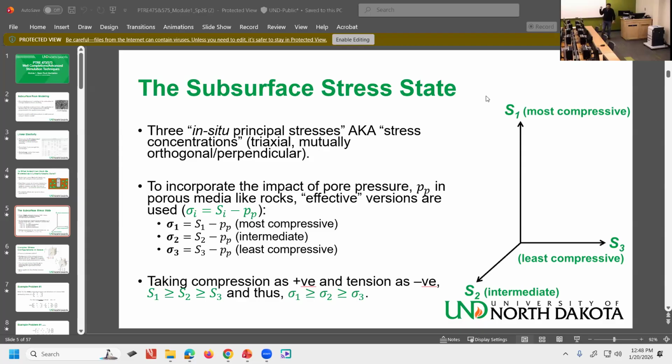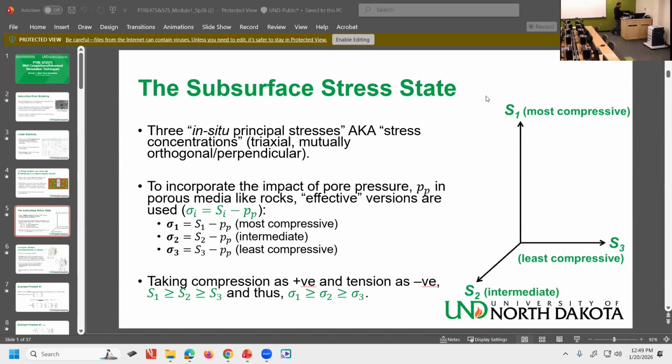So when you use models like the one I mentioned earlier, FLAC 3D, you need to remember that for them, tension is positive, compression is negative. So don't forget that. We spend a lot of time trying to figure out whether we made a mistake, or whether the way we put them in the model is wrong, and we're getting the wrong answer. But anyway, S1, S2, S3.